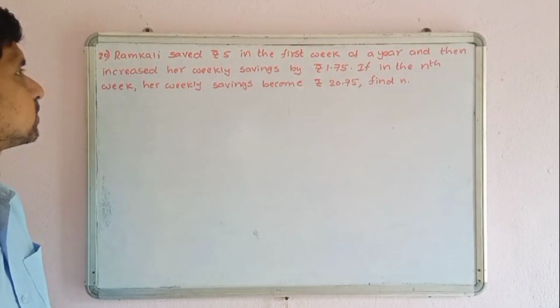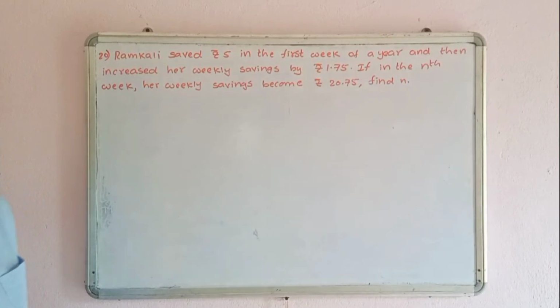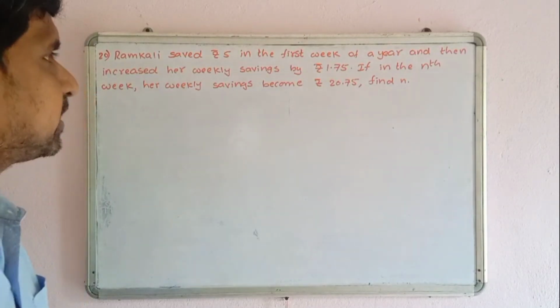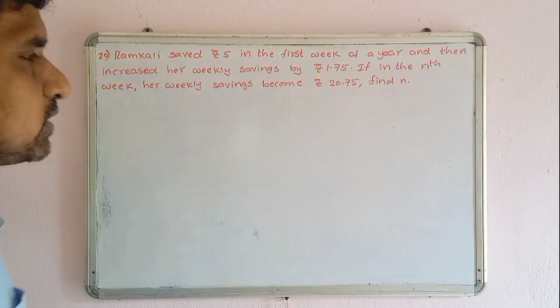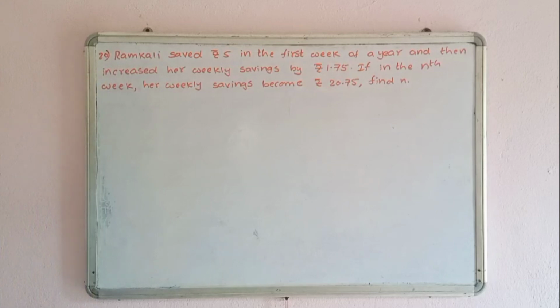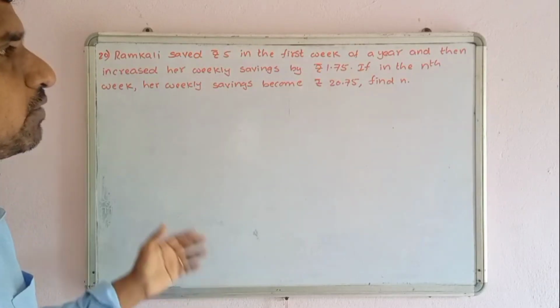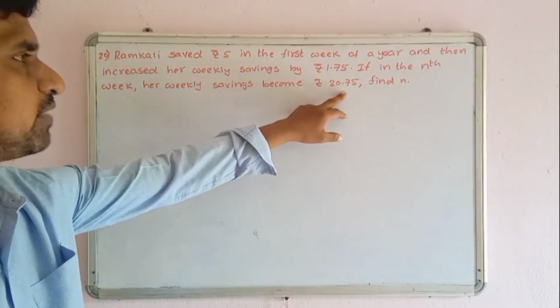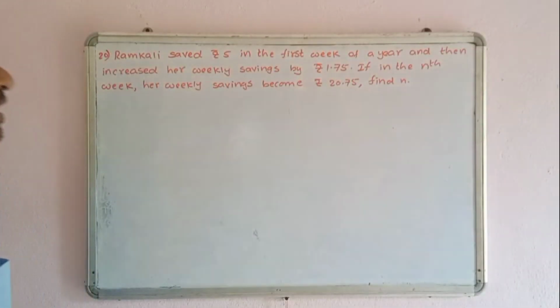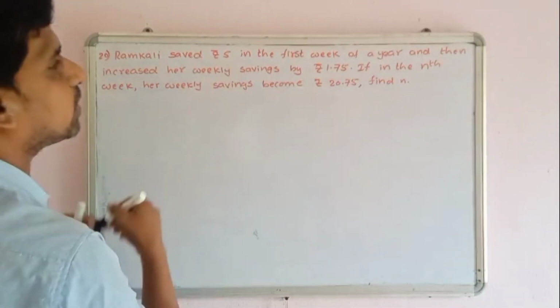Arithmetic progression, exercise 5.2, 20th problem. Ramkali saved rupees 5 in the first week of a year and then increased her weekly savings by rupees 1.75. In the nth week, her weekly savings become 20.75. Find the value of N. How many weeks after is her savings 20.75? Initial savings how much? So 5. Initial savings is 5 rupees.